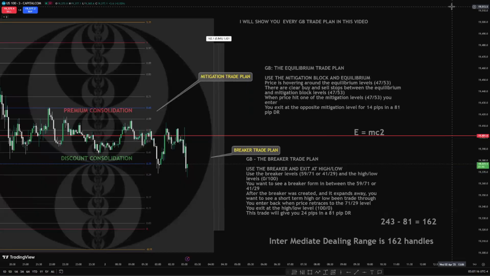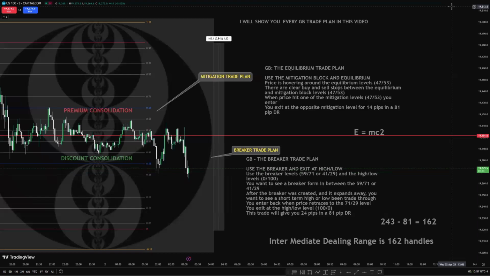And the next one is the breaker trade plan. Now let's shift the gears. The second plan works best after a structure break and the liquidity sweep. Here we are looking at a breaker zone, either 59 or 71 or 41 and 29, which are our breaker blocks. One is for premium and the other one is for discount, and we aim to trade towards the extremes, the session high or low.